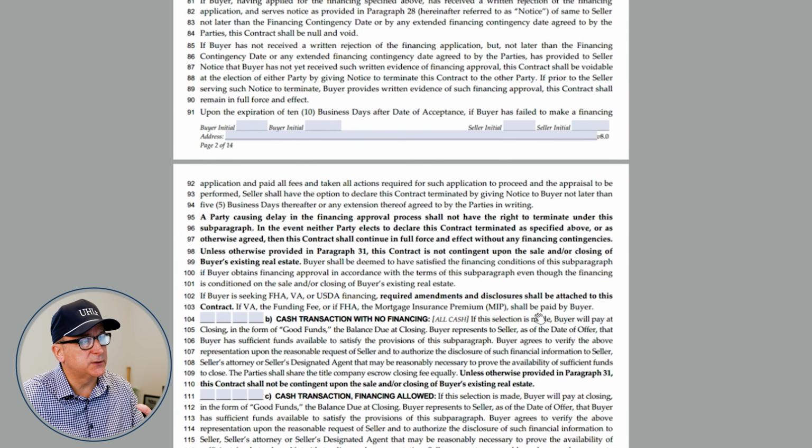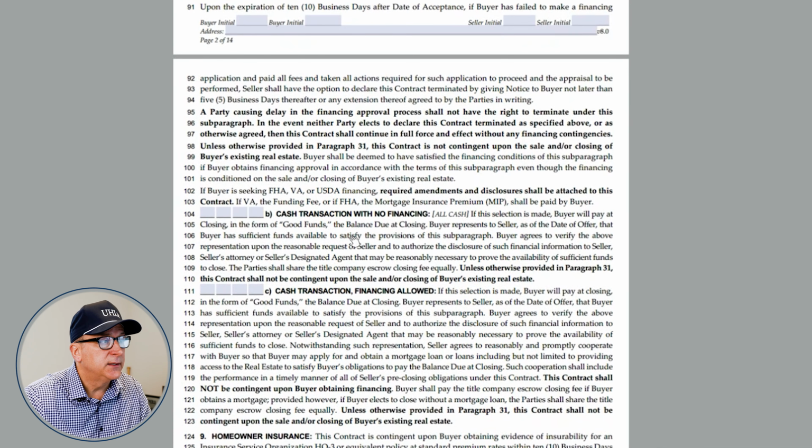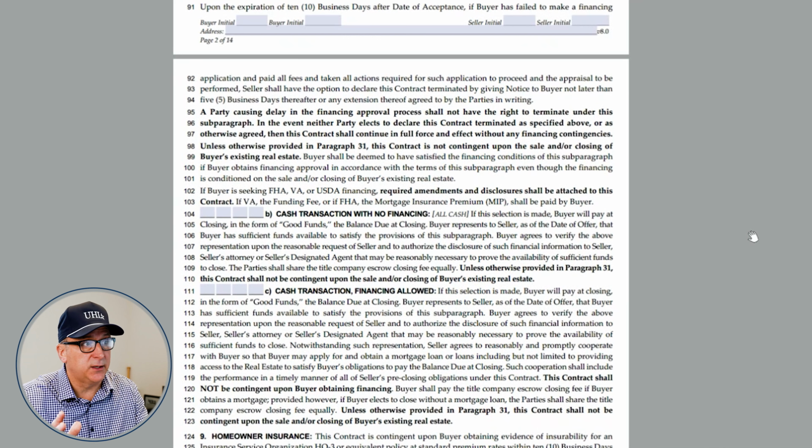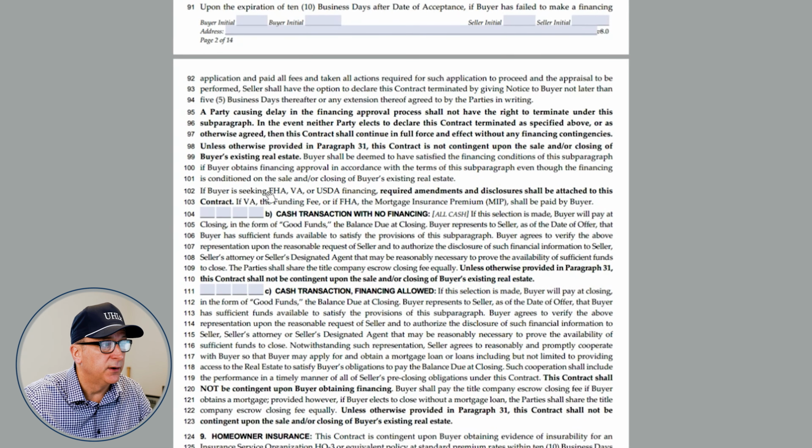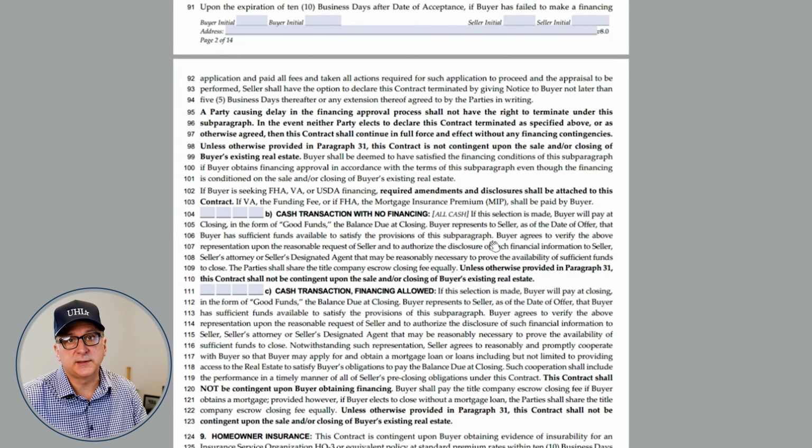And then here are some sections that we're seeing a lot of these days. Some people are making cash offers. Obviously, those are the lucky ones, and they have a ton of money. And it says right here, cash transaction with no financing. So if that's you and you're making an offer, they're basically telling you can't go out and get a mortgage. You're making this offer to the seller with cash. You're saying, I have $300,000 to buy this home outright, and we're not going to get a mortgage.